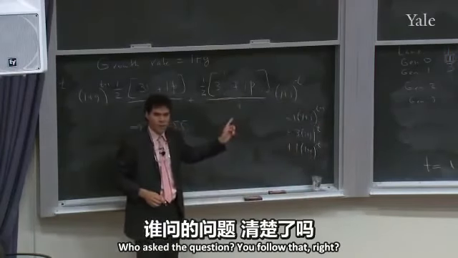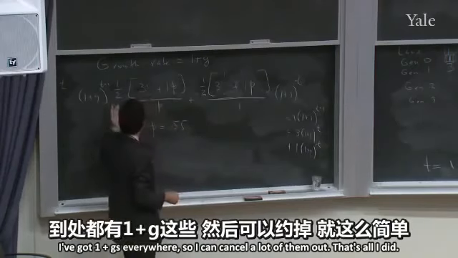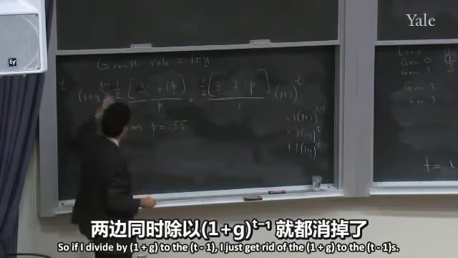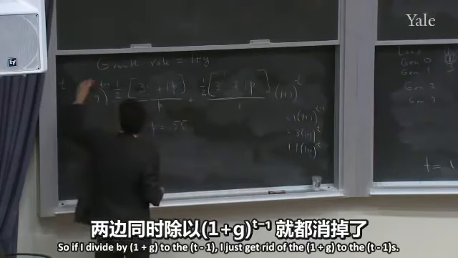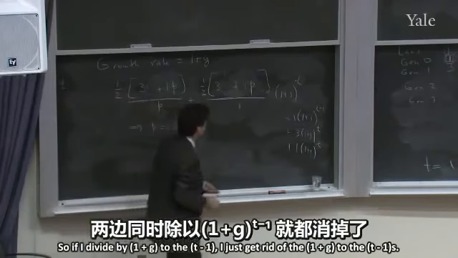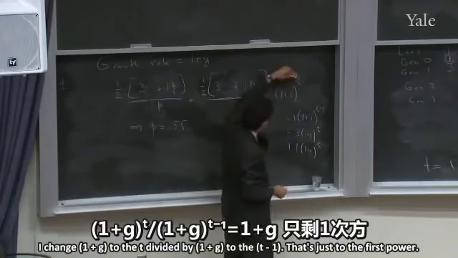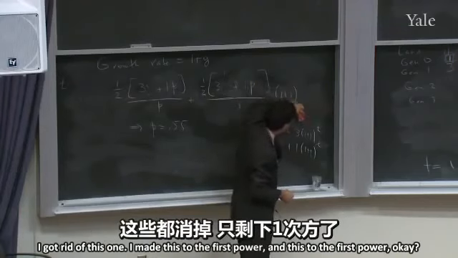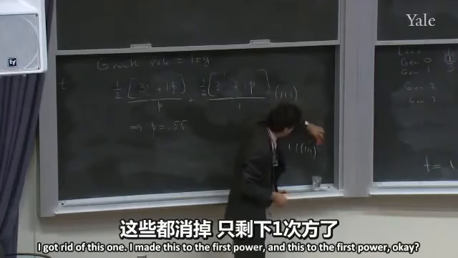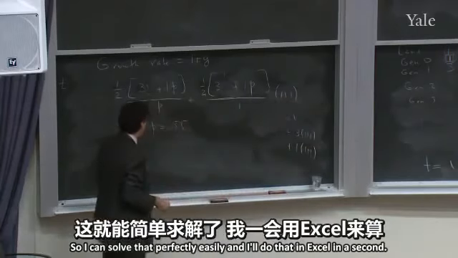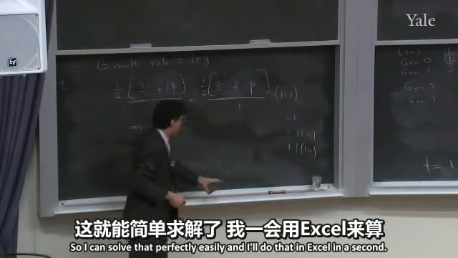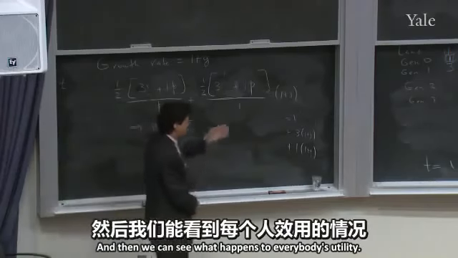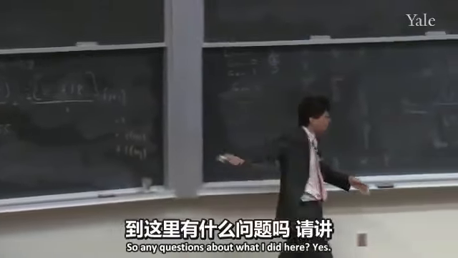So who asked the questions? You followed that, right? So now I just say I can simplify. I've got 1 plus g's everywhere, so I can cancel a lot of them out. That's all I did. So if I divide by 1 plus g to the t minus 1, I just get rid of the 1 plus g to the t minus 1s. I change 1 plus g to the t divided by 1 plus g to the t minus 1, that's just to the first power. I got rid of this one. I made this to the first power and this to the first power. Okay, so I can solve that perfectly easily. And I'll do that in Excel in a second. And then we can see what happens to everybody's utility. So, are there any questions about what I did here?